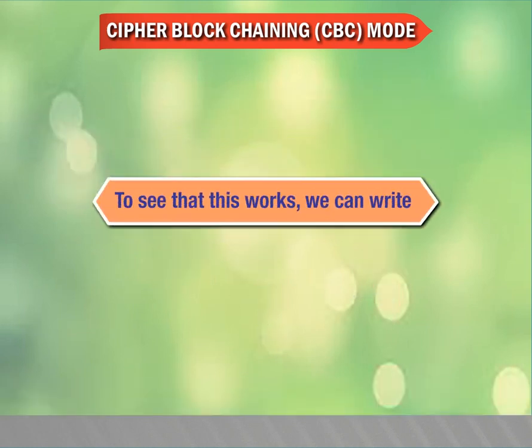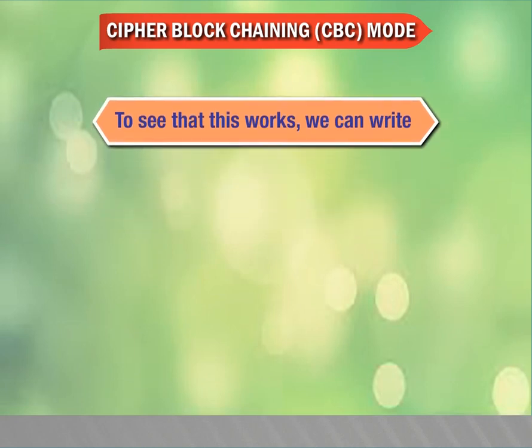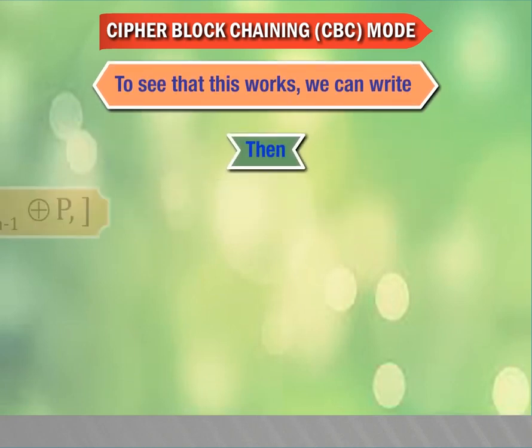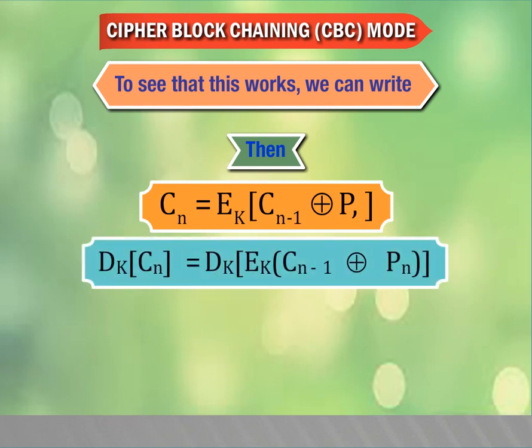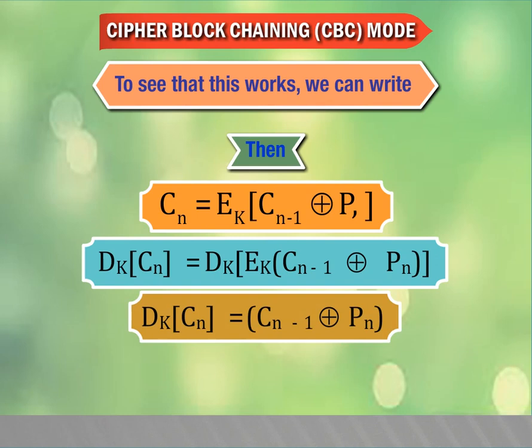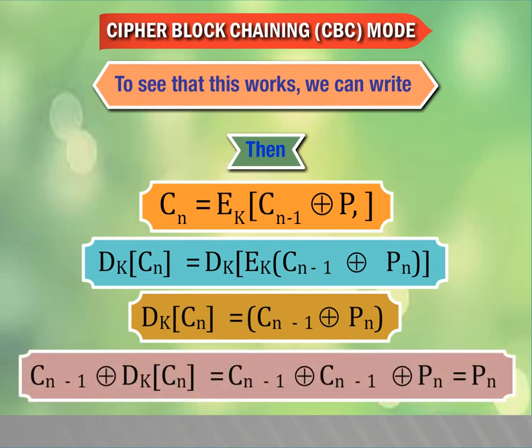To see that this works, we can write Cn is equal to Ek of (Cn-1 XOR Pn). Dk of Cn is equal to Dk of Ek of (Cn-1 XOR Pn). Dk of Cn is equal to Cn-1 XOR Pn. Cn-1 XOR Dk of Cn is equal to Cn-1 XOR Cn-1 XOR Pn, which is equal to Pn.